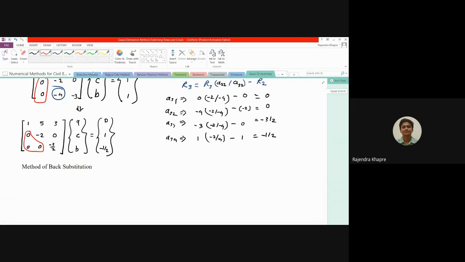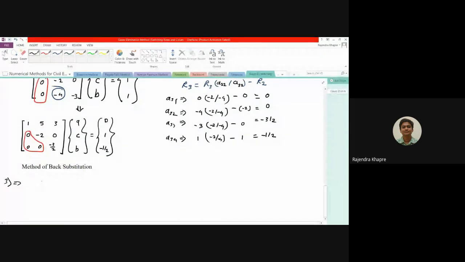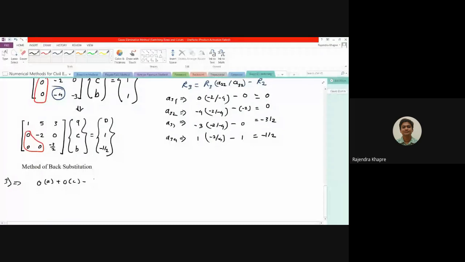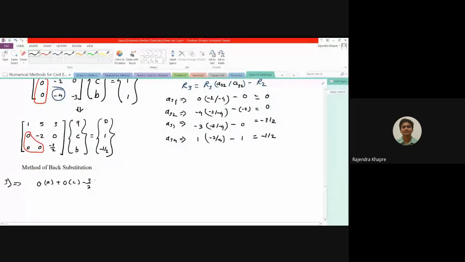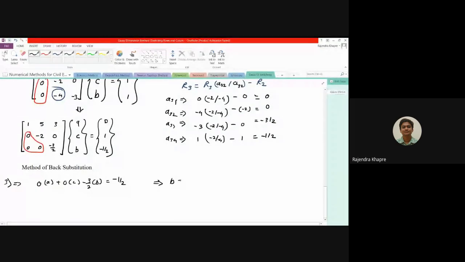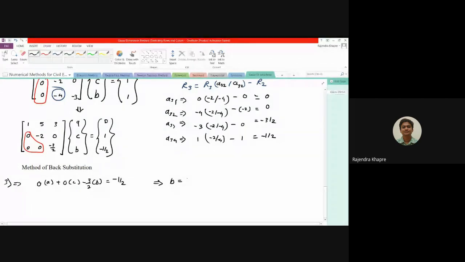So for this purpose we have to go with the third row. The third row is nothing but 0 into a plus 0 into c, minus 3 by 2 into b equals minus half. So this is going to give me the value of b. How much is it? 1 by 3. 1 by 3. Very good.